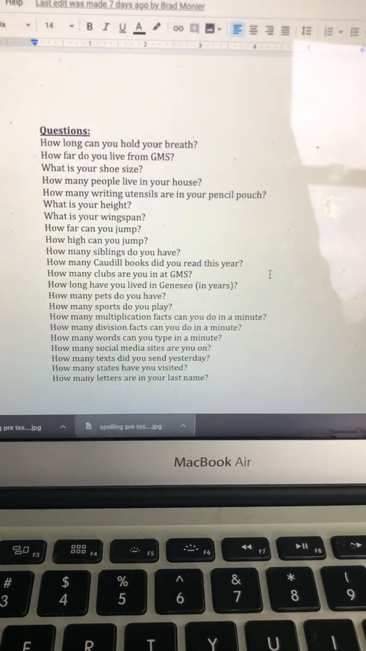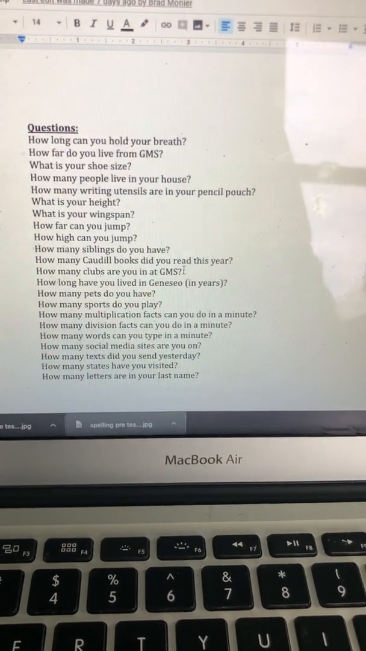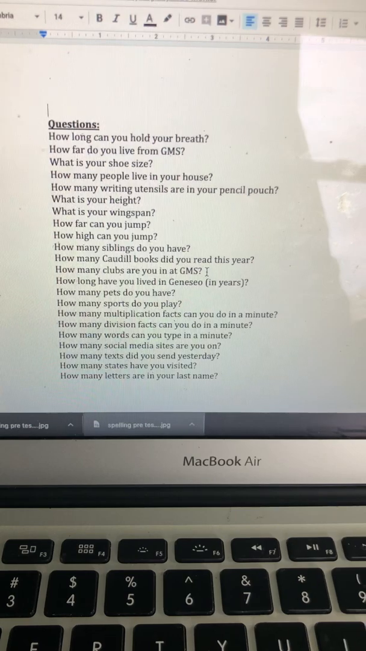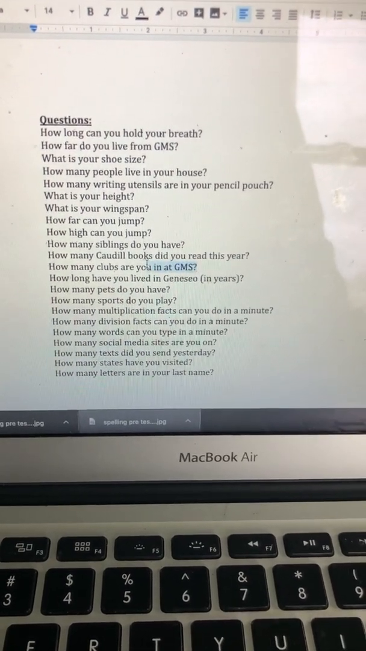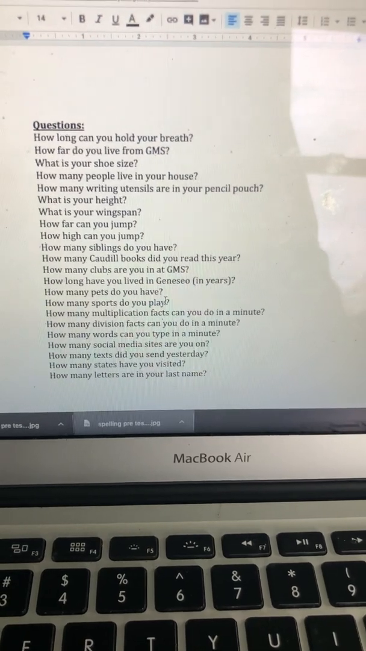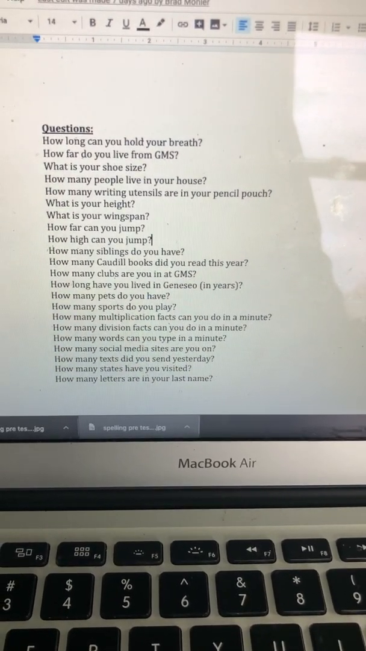There's like one or two that wouldn't make sense for adults to answer, like how many clubs are you in at GMS? Okay, well, your parents can't answer that. I mean, I guess they could say 0, right? But if you're gonna ask that question, then don't ask a bunch of adults and have a bunch of zeros as your answer. But most of these, anyone of any age could answer.